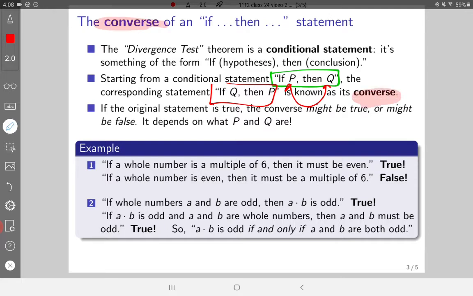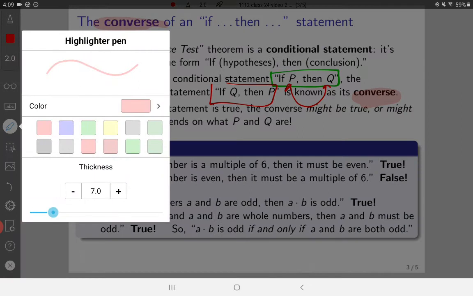The converse means flipping the order of P and Q. So if I do that, then if the original statement was true, if P then Q, it turns out the converse statement might be true or it might be false, and it depends on what the original P and the Q are. So I'm going to give you some examples of how it can go both ways.